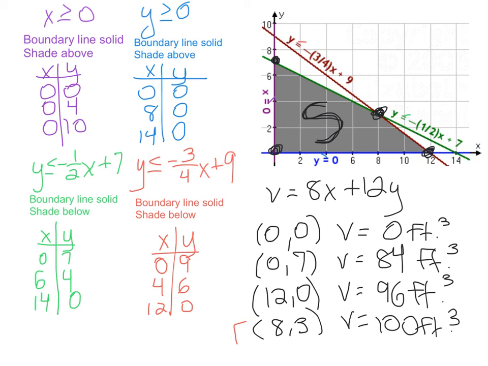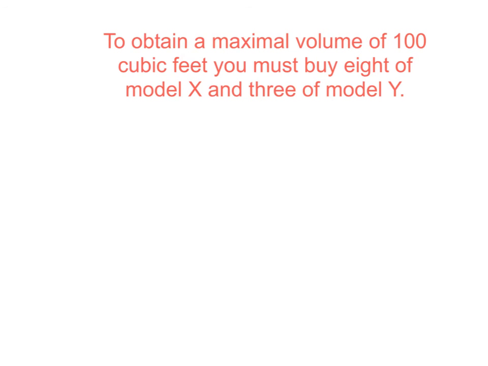So you can see that the point 8, 3 maximizes our function, so that would be the solution. You would need to state your final answer in sentence form. To obtain a maximal volume of 100 cubic feet, you must buy 8 of model X and 3 of model Y. It's a big, lengthy question, but it would probably be like a part 4 Regents question, which is why it's so important. On a test, this is like a 6-point question, and you need to include every single part.